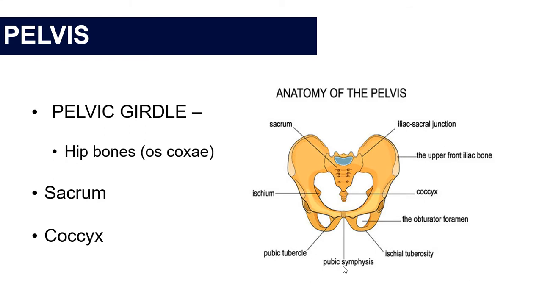So here is our pelvis. This is a picture of our pelvis. Not to confuse you guys, as we have discussed last time, our pelvis consists of four bones. We have the pelvic girdle, which we also call the hip bones or the os coxae. These hip bones are your ilium, ischium, and pubis. Aside from the pelvic girdle, we have the sacrum and then the coccyx.